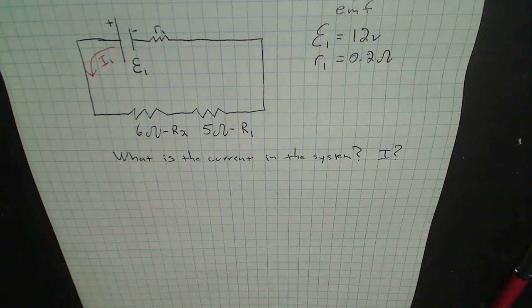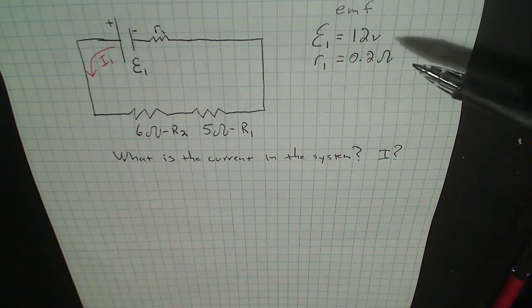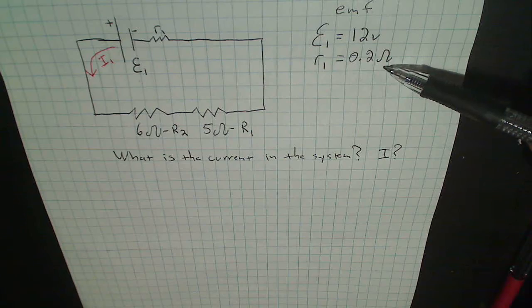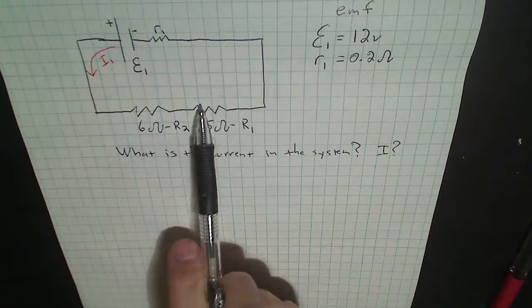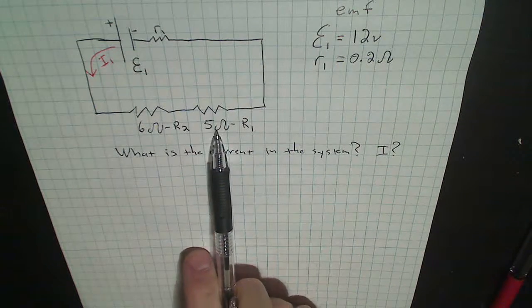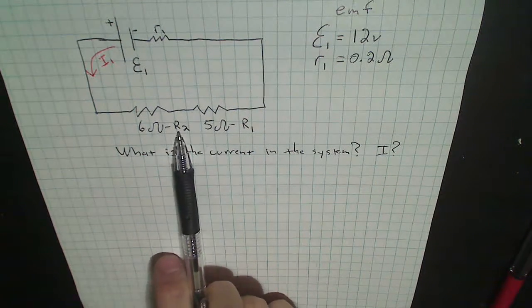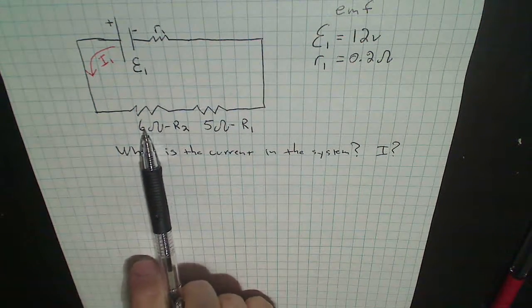All right, so we're just going to go over a simple system. We're going to calculate the current that flows through. Here we have one closed system driven by one battery or EMF of 12 volts and an internal resistance of 0.2 ohms. So here's our current. We have it running through two resistors. R1 is a resistance of 5 ohms, and R2 is a resistance of 6 ohms.